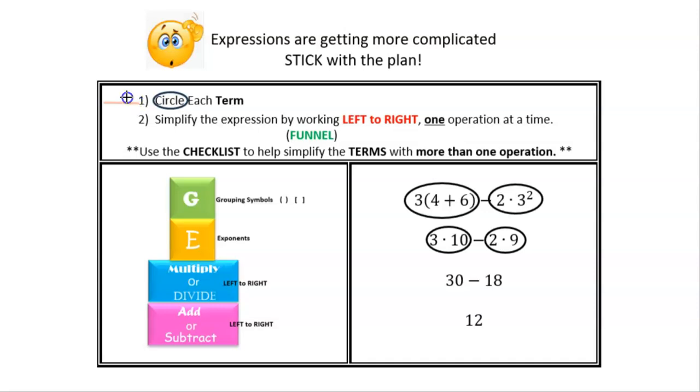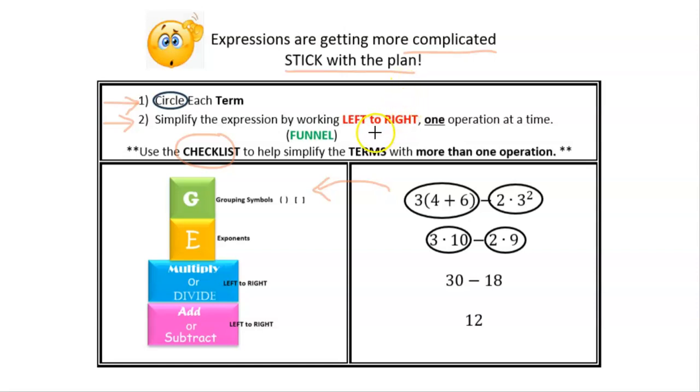So step 1 is to circle each term like we've been doing. And then step 2, simplify the expression working left to right, one operation at a time. Now, when we circle these terms, this one's all been done for you. And we have a little bonus over here. It's called a checklist. Because when expressions are getting more complicated, we still have to stick with the plan, which is circle the terms and clean them up.